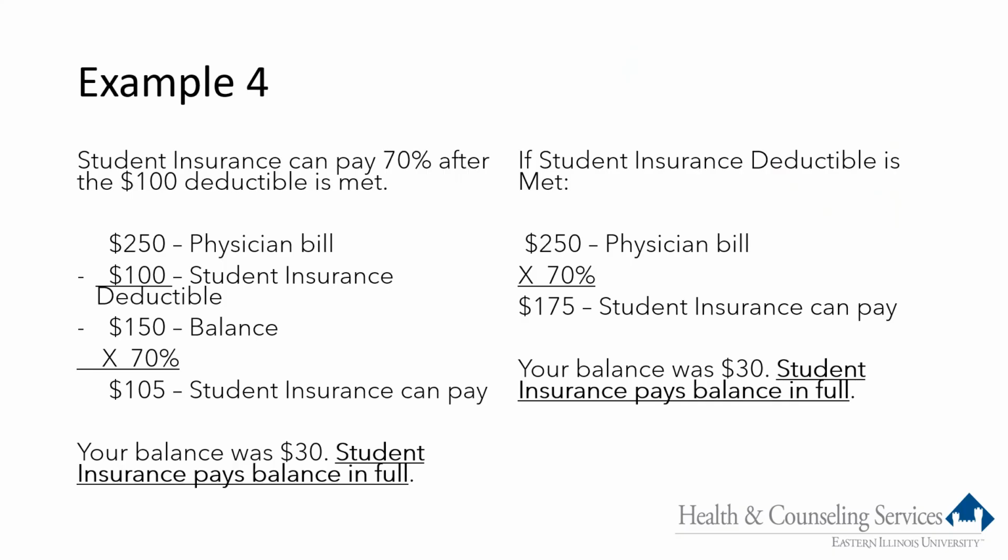This is the same math we looked at in example 3. However, your balance after the primary payment is only $30. In both cases, whether the student insurance deductible has been met or it has not been met, student insurance pays your balance of $30. You pay nothing for these visits.